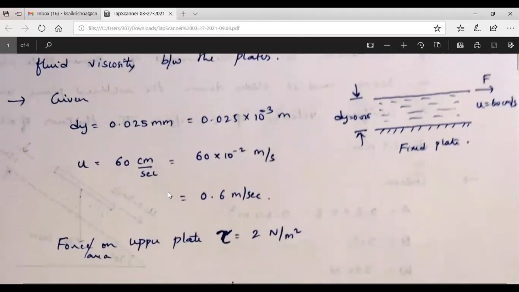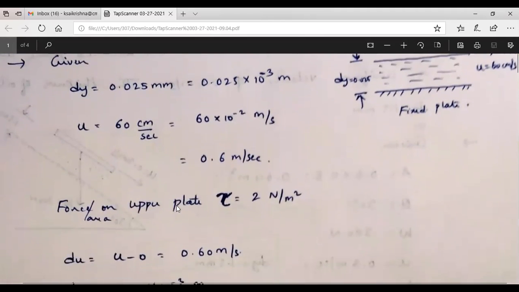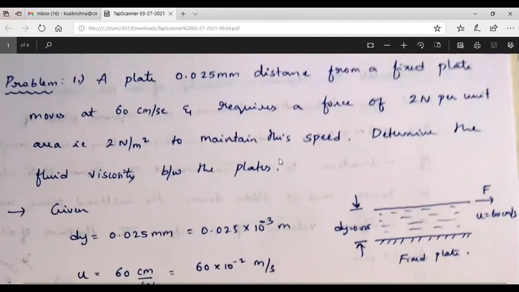So next we have to write the given data. Force per area on the upper plate, tau equal to 2 Newton per meter square. Okay. So after that, what he asked us to find: determine the viscosity between the plates.